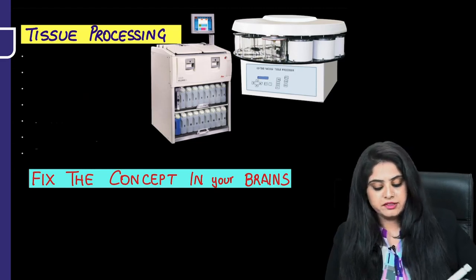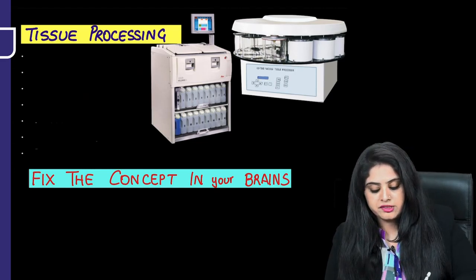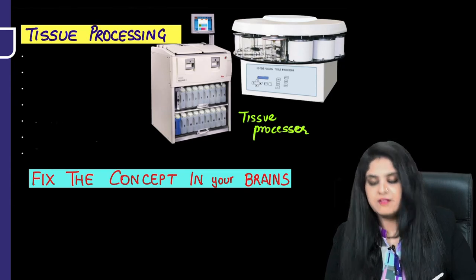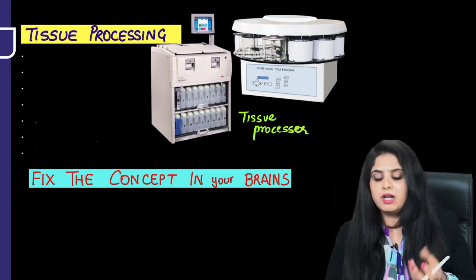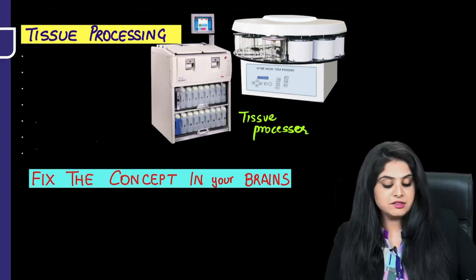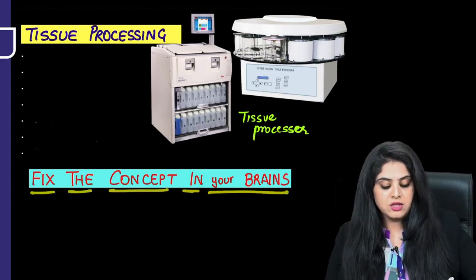What is tissue processing? So you can see a closed tissue processor over here and an open tissue processor. Basically, this is where all the biopsies are put. As soon as you have an endometrial or a prostate or any biopsy, it is put into this machine. So what all is going to be here? What are the chemicals? Let's fix the concept in our brains.